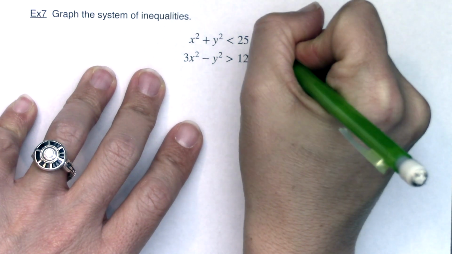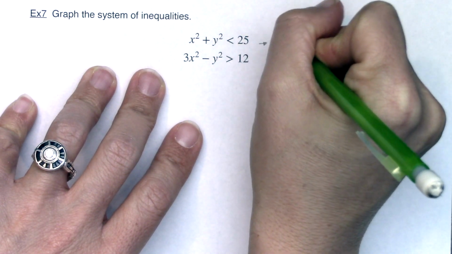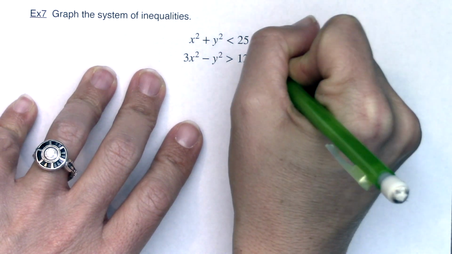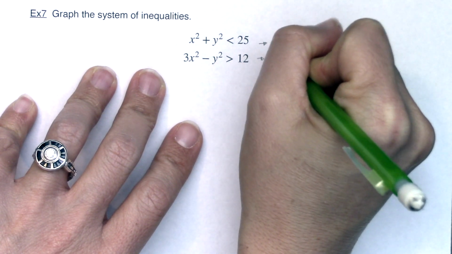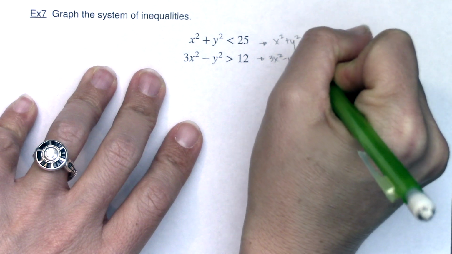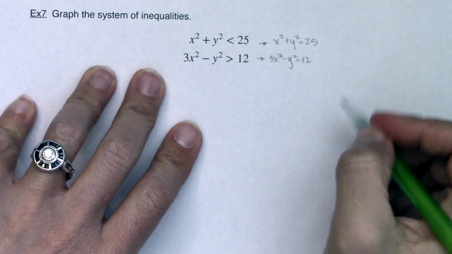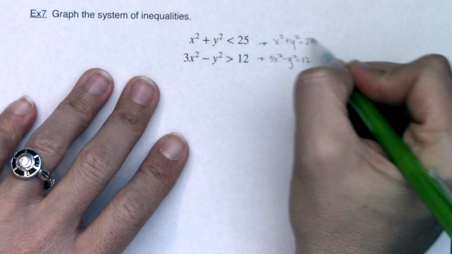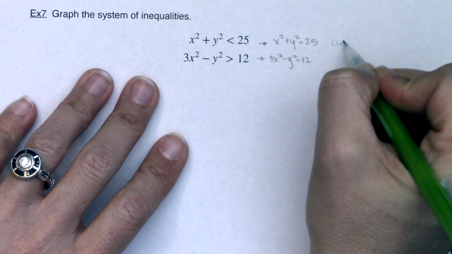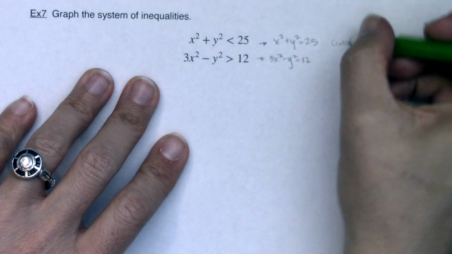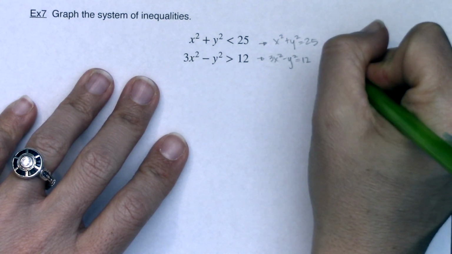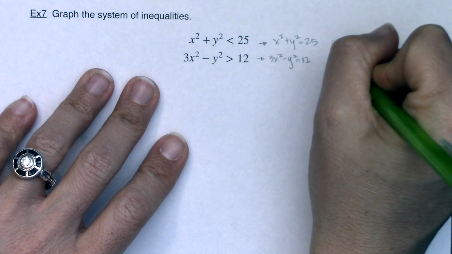So if I were to switch this over to equal signs, this would be x squared plus y squared equaling 25. And this would be 3x squared minus y squared equaling 12. And depending on your familiarity with conics, you might recognize that this one here is a circle. And apparently I can't spell the word circle today. This is a circle, and this one here, this equation is a hyperbola.